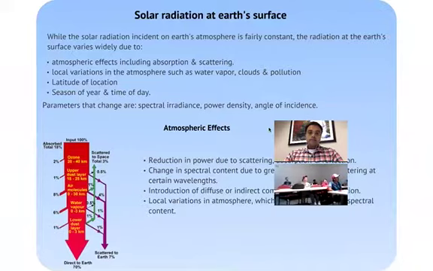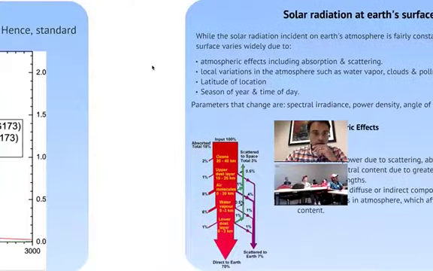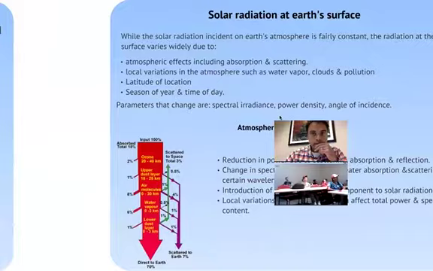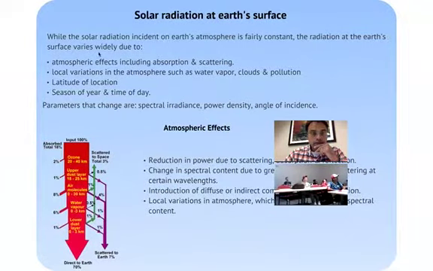So, as I said before, solar radiation on the Earth's surface is different from the solar radiation in space. The solar radiation incident on Earth's atmosphere is fairly constant. It's a very smooth curve, as we saw here, this red curve. There are some spikes here, but generally it's relatively smooth. The radiation at the Earth's surface varies widely due to atmospheric effects, including absorption and scattering by clouds, water vapor, dust, etc. It can also be due to local variations in the atmosphere, such as pollution.